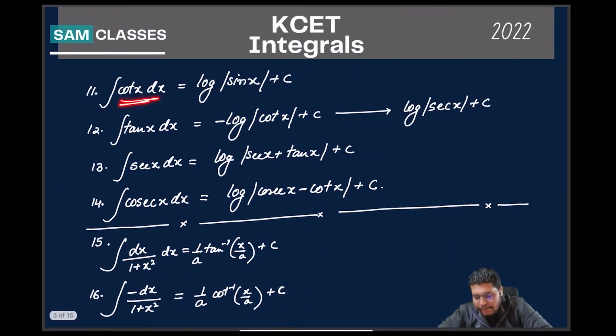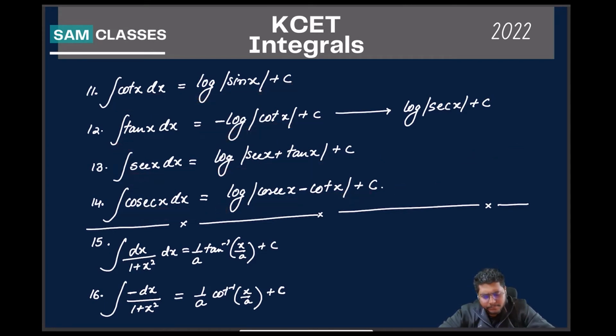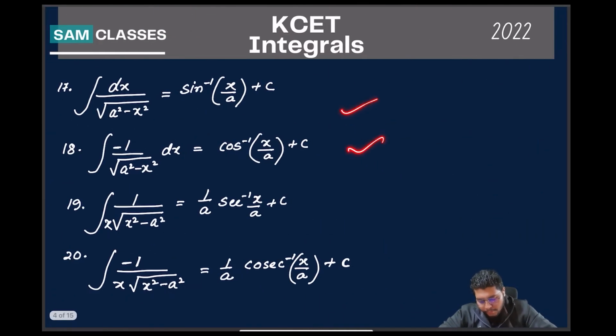Next, integration of cot x is log sin x, integration of tan x is minus log cos x, integration of secant x is log secant plus tan x, and integration of cosecant x is log cosecant x minus cot x. These six formulas are very, very important: 1, 2, 3, 4, 5, 6.